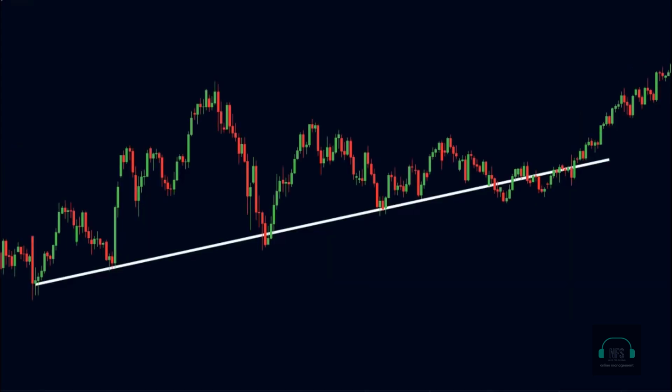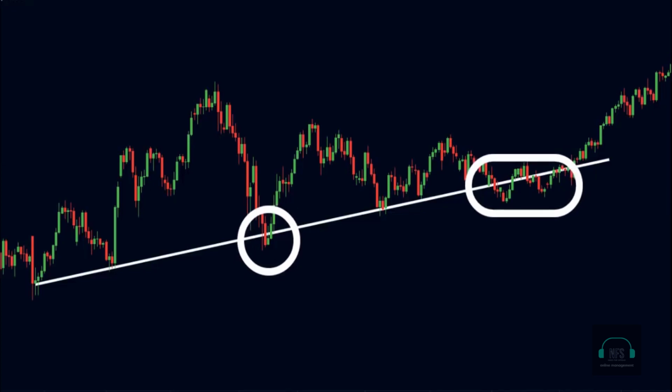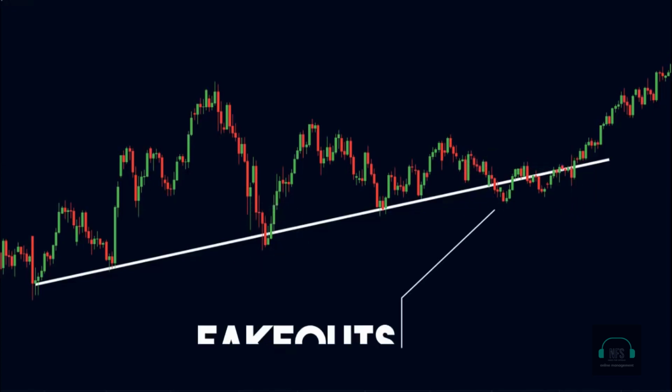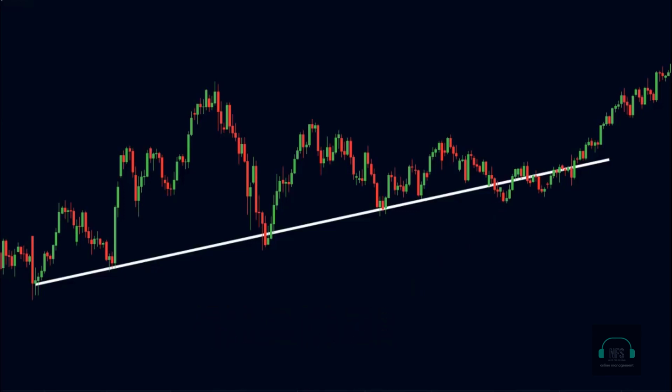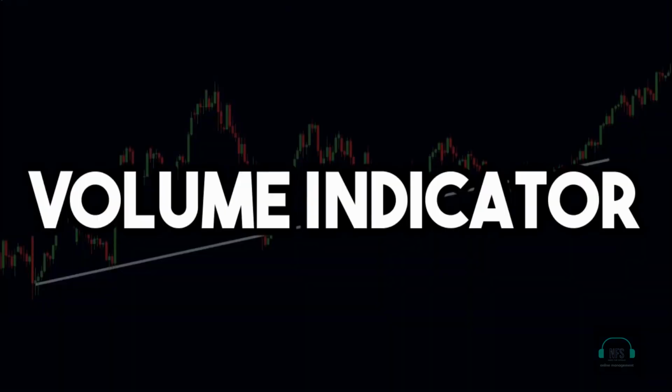But the problem is, a lot of times, the price does break out of the trend line just to reverse and resume the trend again. This type of price movement is called a fake out. Fake outs can be detrimental to your trading account and can result in loss of capital. To avoid getting trapped in fake outs, we will use the volume indicator.